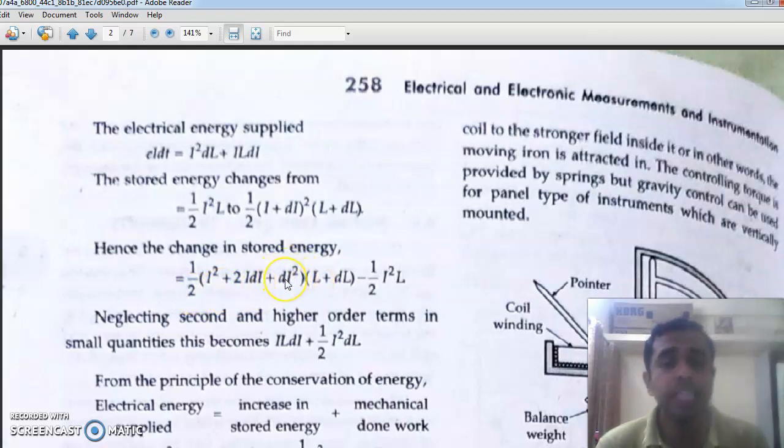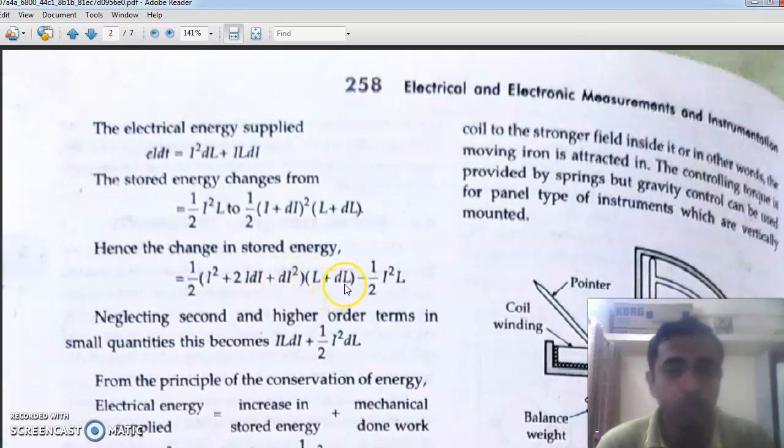Here di itself is very small, so the square of a small quantity becomes even smaller. Take the case of 0.5. 0.5 square is 0.25. So 0.25 is lesser than 0.5. So di itself is smaller, and taking the square of di will become even smaller. So we can neglect such terms. So this term will be neglected.